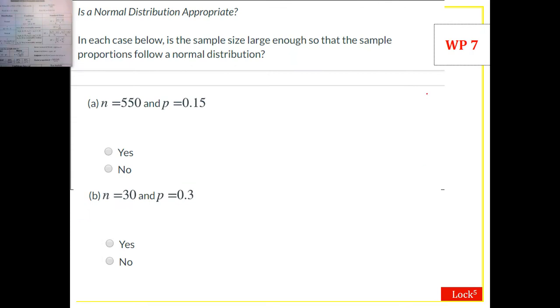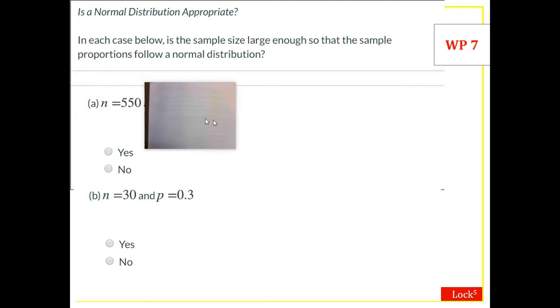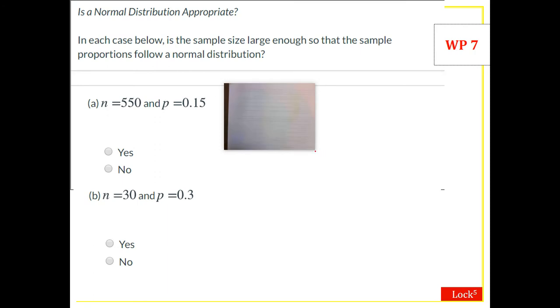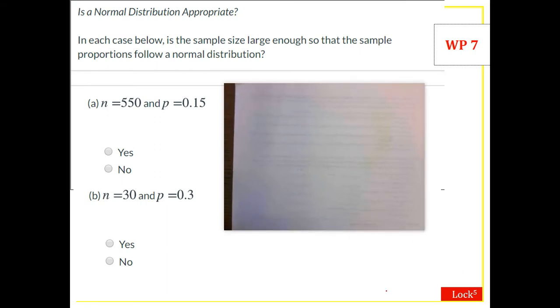So we have this question in Wiley. This question in Wiley says that in each case below, is the sample size large enough so that the sample proportion follows a normal distribution? Okay. So I'm going to bring the screen over here so I can do it. It's easier for me to write over here than it is for me to write on the screen. And at least it's a little neater for you, I hope. All right. So first things first.